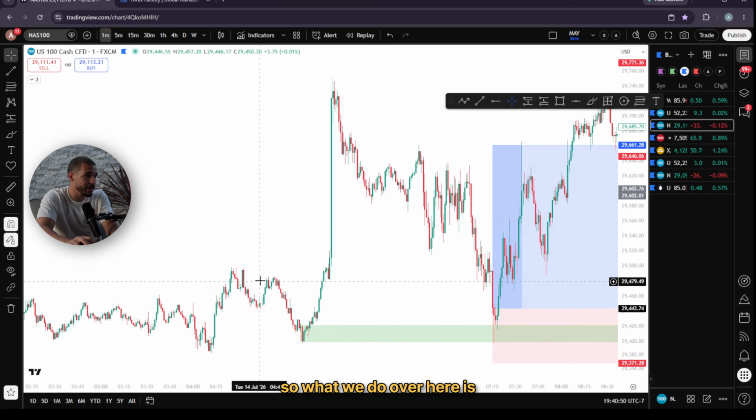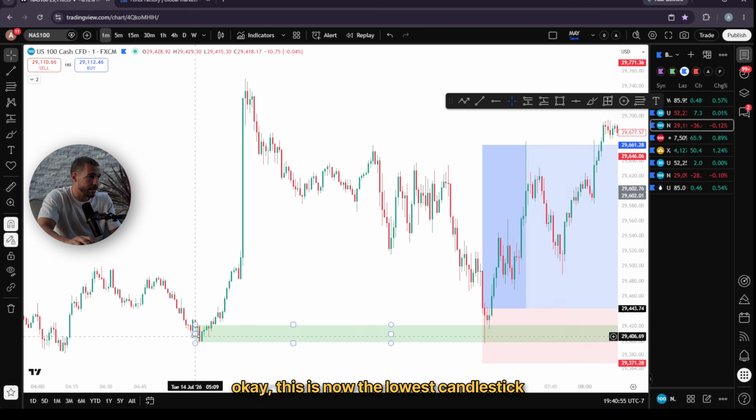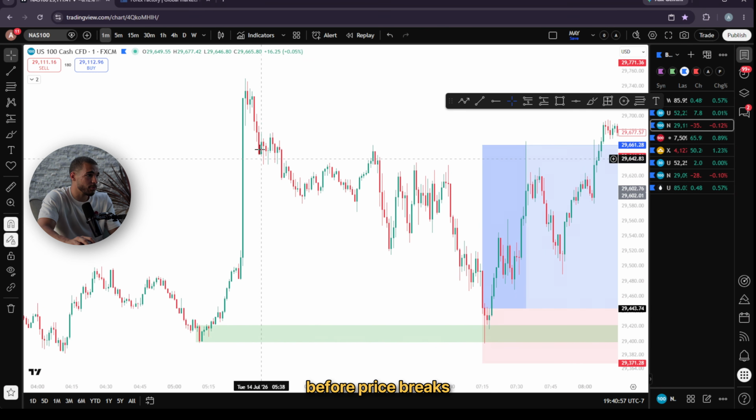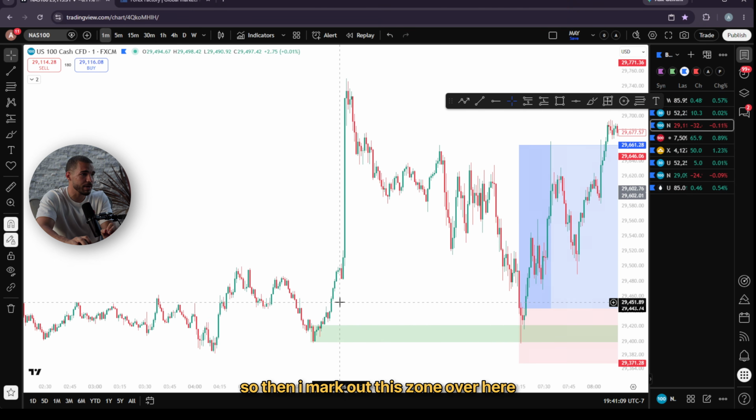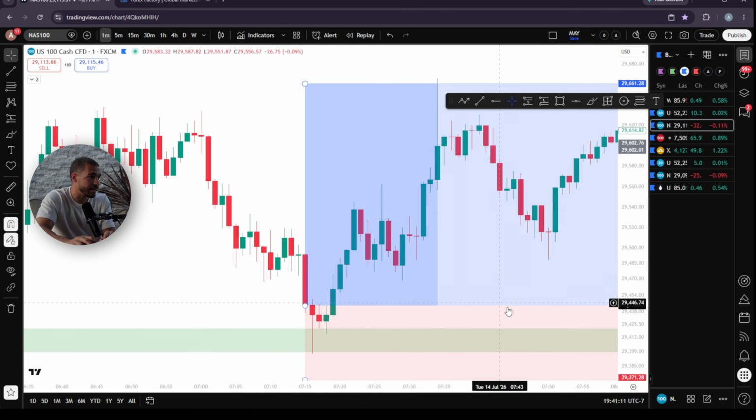So what we do over here is we analyze and we identify, okay, this is now the lowest candlestick before price breaks structure towards the upside. So there's absolutely no reason why I have to be looking at anything on this candlestick before that moment. Right? Zero reason at all. So then I mark out this zone over here, and then I just wait for that same exact candlestick confirmation.